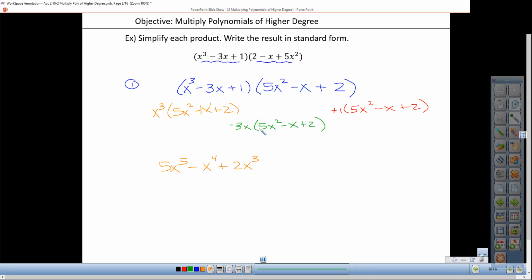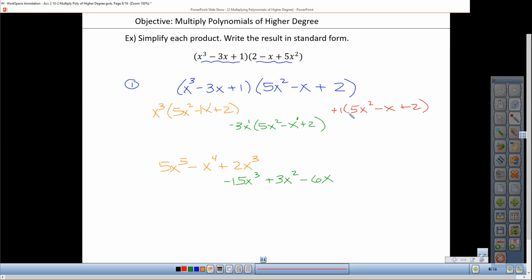So negative 3 times 5 gives me a negative 15. And here x has an exponent of 1, so I'm doing 1 plus 2, which is 3. So that's an x cubed. So I'm going to put that one here, negative 15x cubed. Negative 3x times negative x, which also has an exponent of 1, then negative times negative is positive, so that gives me plus a 3x squared, which doesn't match anything I have so far. And then negative 3x times 2 gives me a negative 6x.